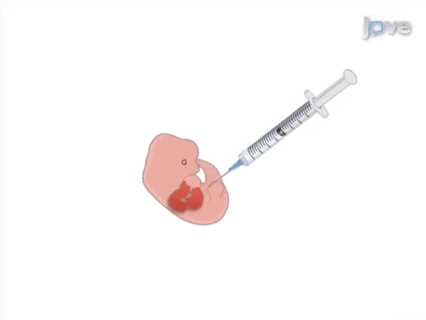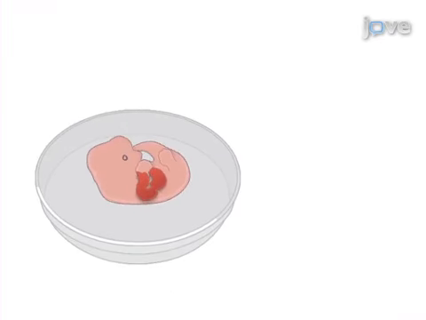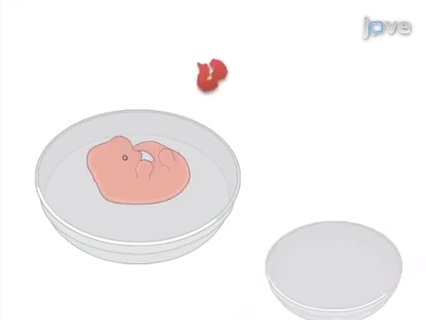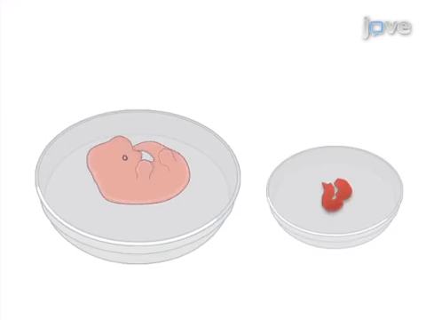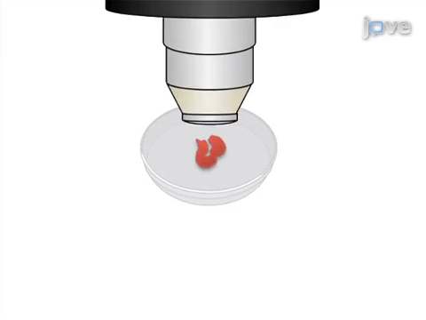Next, DNA, dye, or cells are injected into the targeted region of interest in the heart. Then, after the embryo is incubated, the heart is removed and placed in culture. Finally, the fate of injected or labeled cells is determined via microscopy.